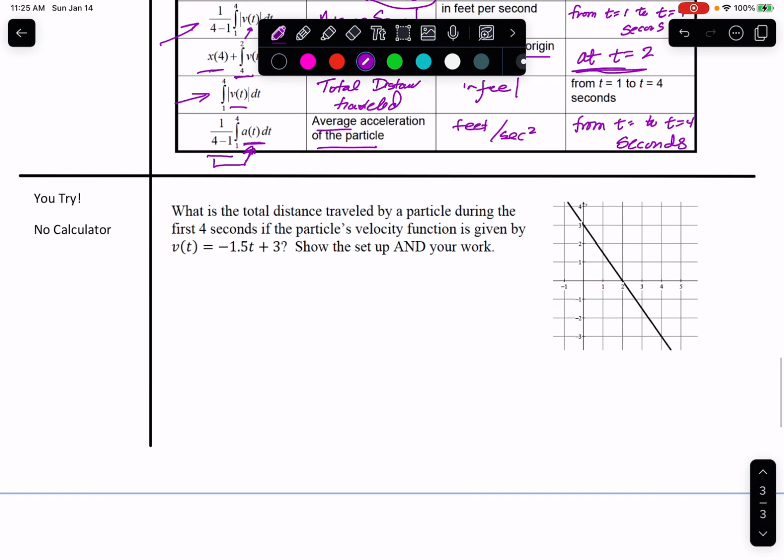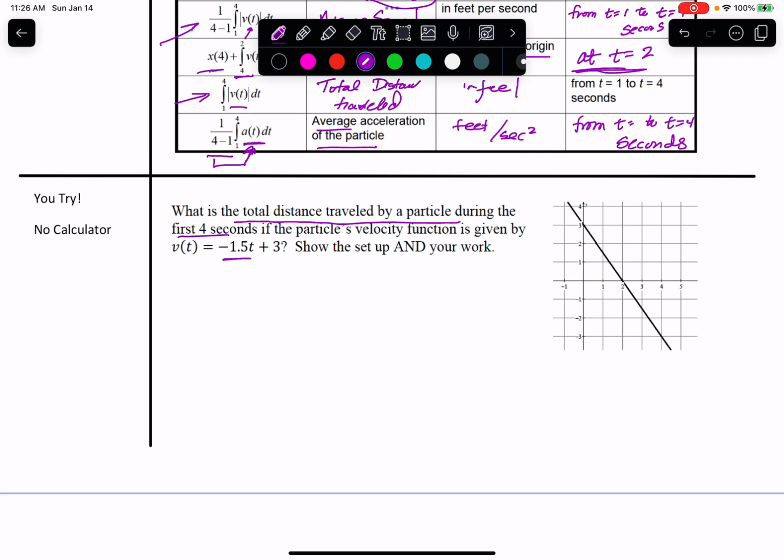This is a non-calculator run. So shut off the video, give this a go, and then come back and see if you got the right thing. I will tell you that the math is a little bit yucky. It is a non-calculator one, so it gives you 3 halves there. So just give it a go. All right. So if you're back, what is the total distance traveled by the particle during the first 4 seconds?